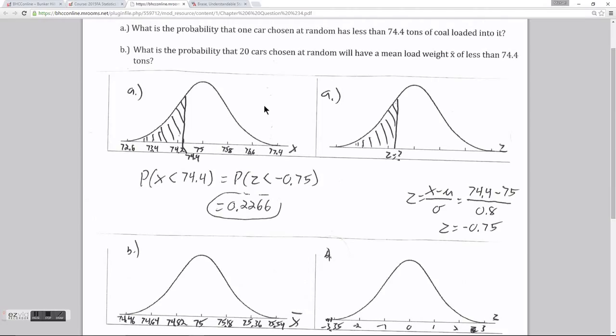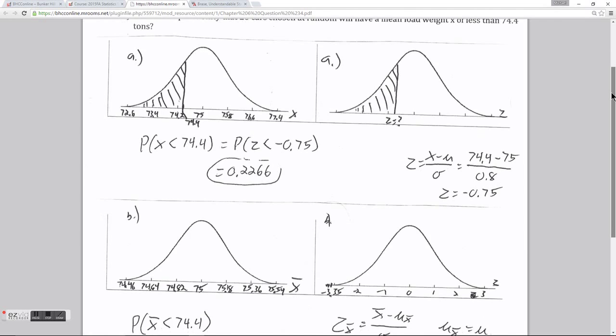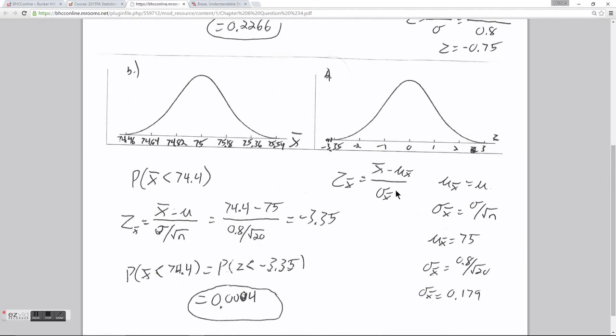Part B asks a little different question. We have to note the difference here. In part A, it asks me what's the probability that one car chosen at random will have less than 74.4 tons of coal. In part B, it's asking me what is the probability that 20 cars chosen at random will have an average weight of less than 74.4 tons. This is a much different question. I want to know the probability that the mean of 20 cars chosen at random will end up being less than 74.4. What I can tell you is that this is very much less likely to happen.